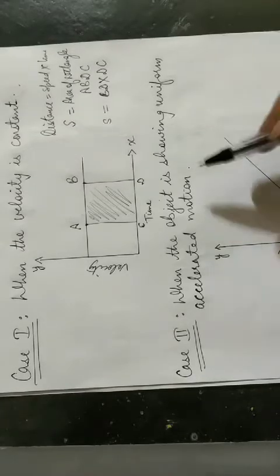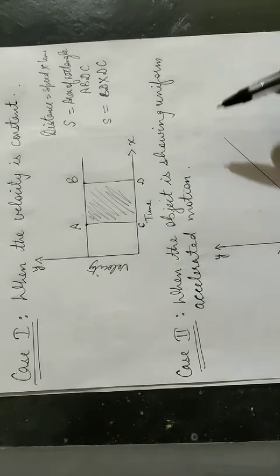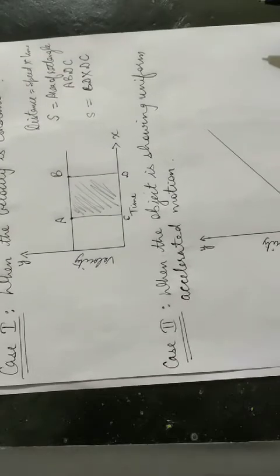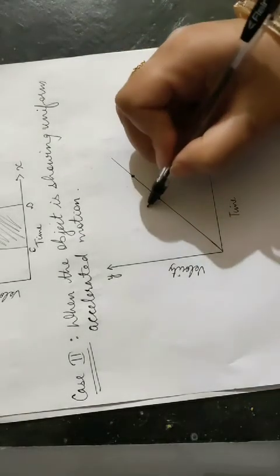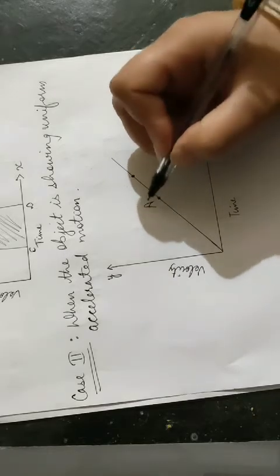Second case is when the object is showing uniform accelerated motion. Then the velocity time graph is a straight line. Again, we can find out the distance moved by the object from this graph. The area under the velocity time graph gives the distance moved by the object in a given interval of time. To calculate the distance, let us take 2 points on this line. Let this be point A and this is point B.